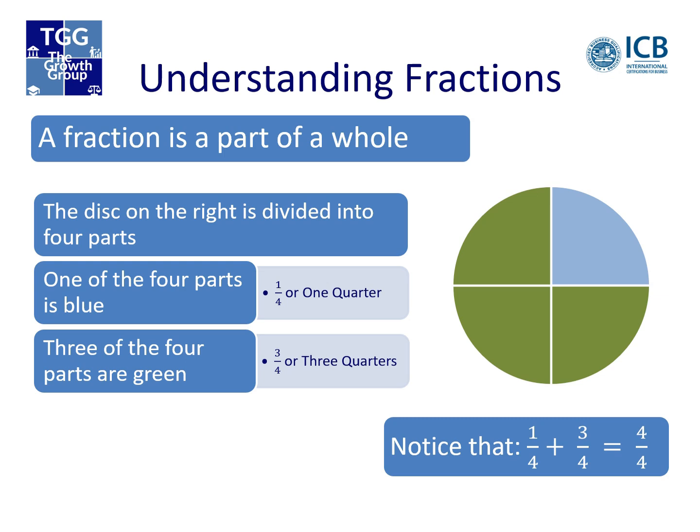So if you look at the disk on the right hand side, it is divided into 4 parts. One of the 4 parts is blue and 3 of the 4 parts are green. So when we write the fraction for the blue part, we say that 1 in 4 parts, or 1 over 4, is blue, or we can simply say 1/4 is blue. When we want to write the fraction for the green part of the disk, we say 3 out of 4 parts, or 3/4 are green.